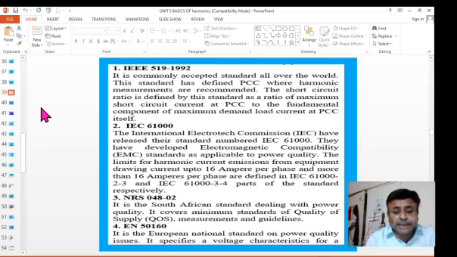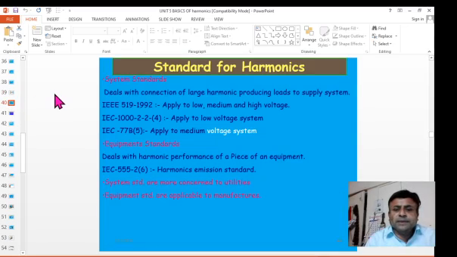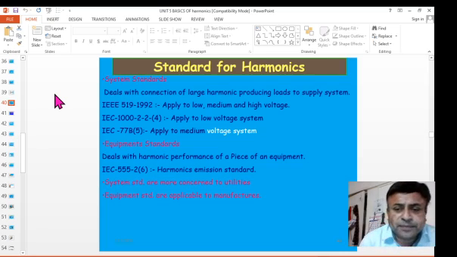The next standard is EN 50160. EN stands for European Norm, so it is a European standard on power quality. It specifies voltage characteristics for the given harmonic scenario. So in this way, these four standards are followed while studying or analyzing harmonics.